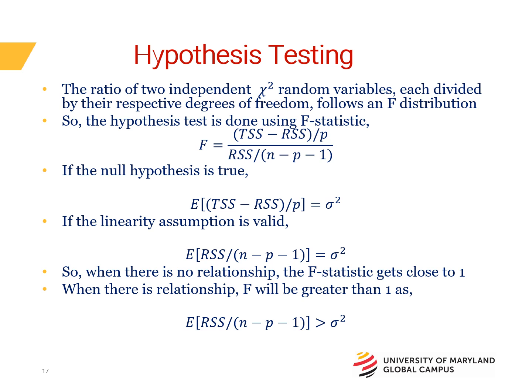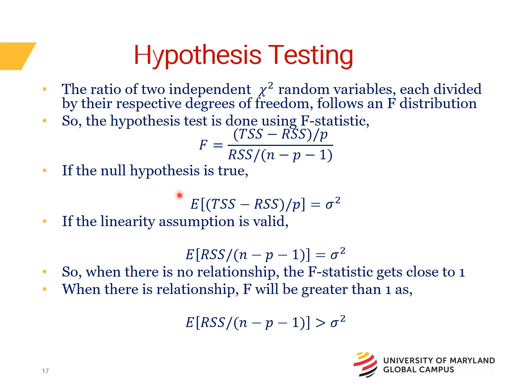And the ratio of the two independent chi-square random variables, each divided by their respective degrees of freedom, follows an F distribution. Okay, that means we can use the F statistic for our hypothesis testing. And the F statistic is expressed right here, which is the difference between the total sum of squares and the residual sum of squares divided by the number of predictors, p, over the residual sum of squares divided by the degrees of freedom, which is n minus p minus 1.